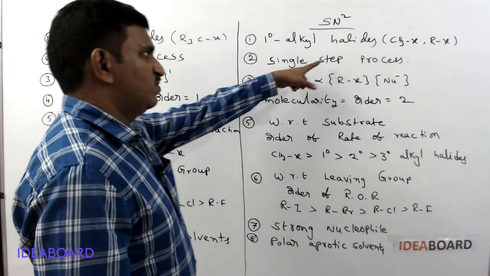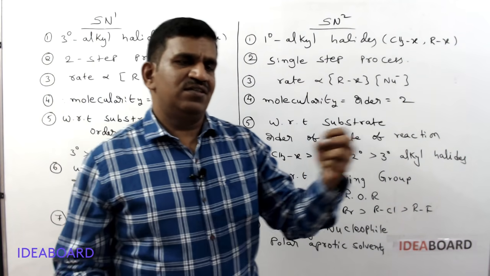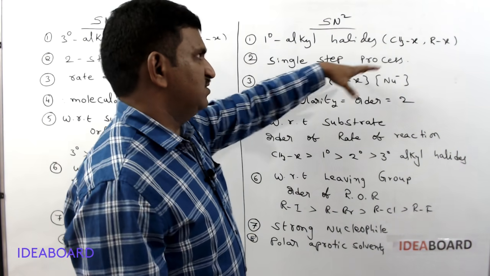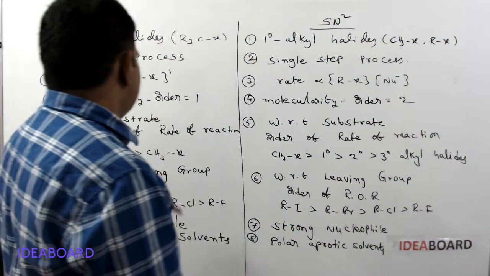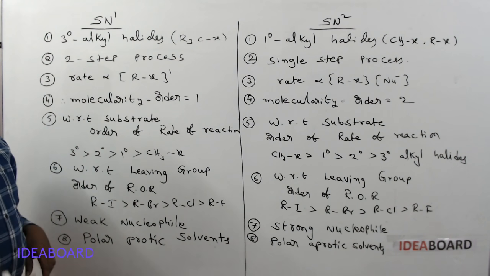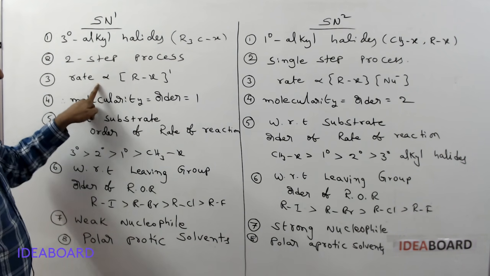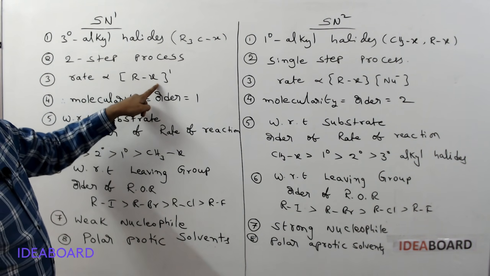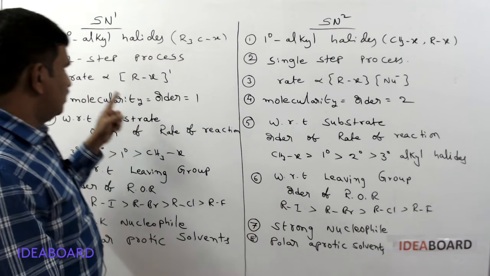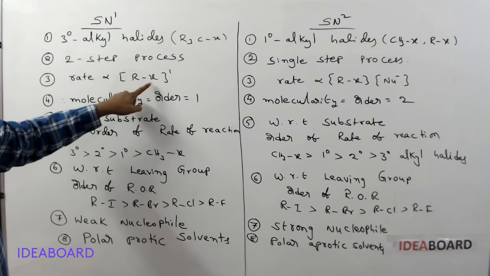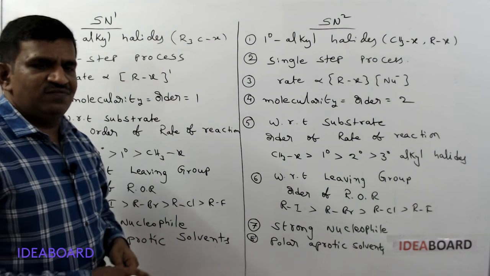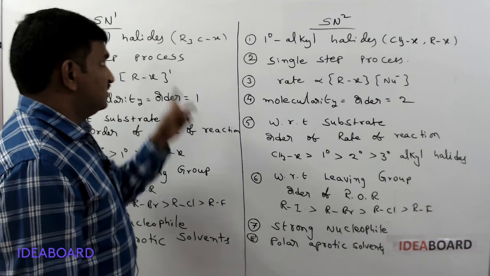But SN2 is a single step process. From the front side the halide leaves as the leaving group, and from the back side the nucleophile attacks, in a single step. In SN1, the rate of reaction depends only on the first step. In the first step, the rate is directly proportional to the alkyl halide concentration, because only the alkyl halide participates. So the rate is directly proportional to the concentration of alkyl halide. It does not depend on the nucleophile, because the nucleophile is involved in the second step of the SN1 reaction.